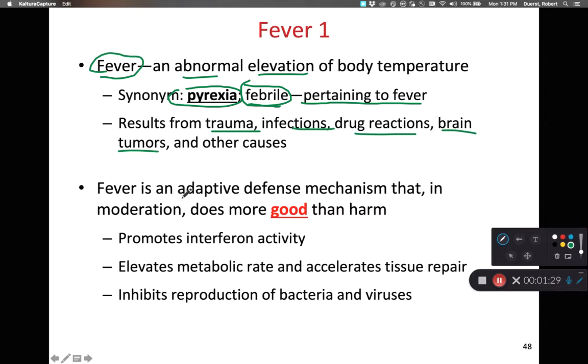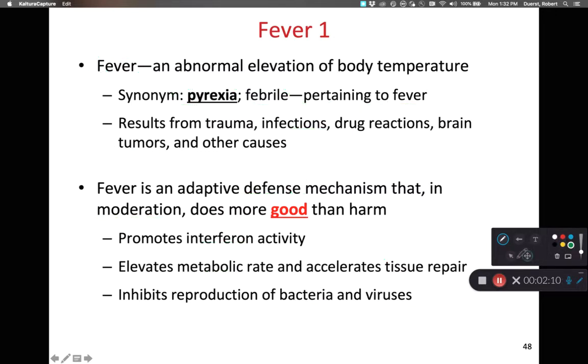As we look at our fever, it's a pretty decent adaptive defense mechanism. And then here's the key phrase: in moderation. Fever does more good to our bodies than harm us. Runaway fever, that's a problem. A mild fever is going to promote the activity of interferon. It's going to elevate the metabolic rate of the white blood cells, the leukocytes, and accelerate tissue repair. And finally, a mild fever inhibits the reproduction of both bacteria and viruses. So not only does it make our immune cells function better, it makes the pathogens not function as well.